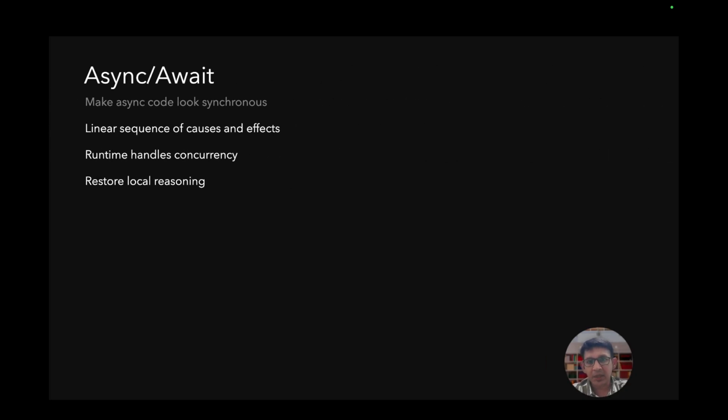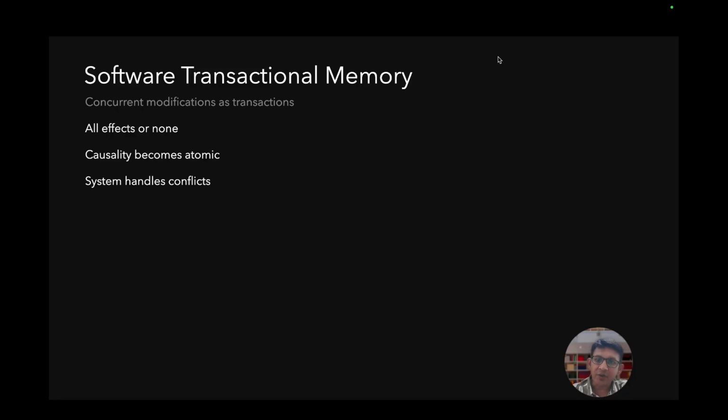Async await and promises make asynchronous code look synchronous. You write what appears to be a linear sequence of causes and effects. The runtime handles the actual concurrency. This restores local reasoning at the cost of hidden complexity in the runtime. Software transactional memory treats concurrent modifications as transactions. Either all effects happen or none do. Causality becomes atomic. The system handles conflicts. You reason as if operations are sequential.